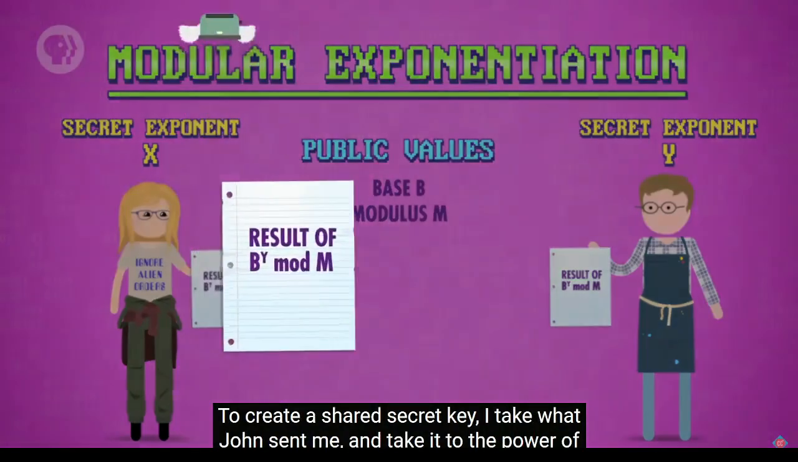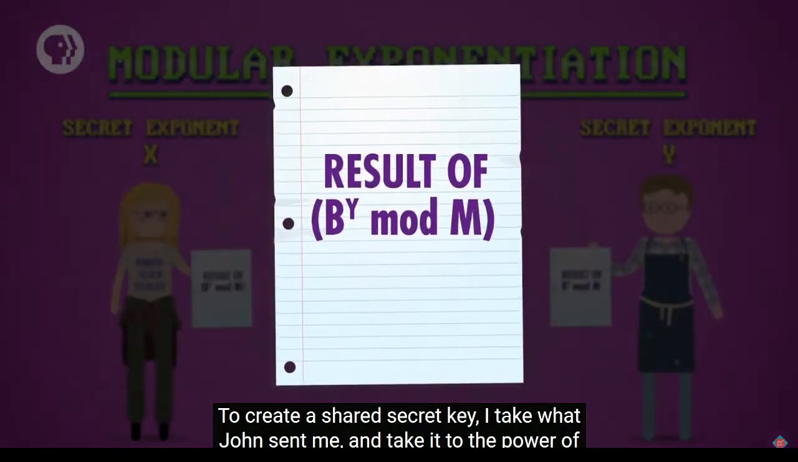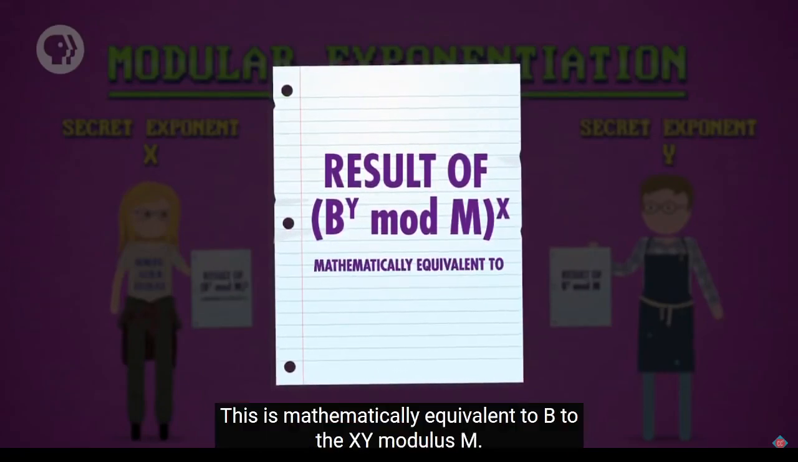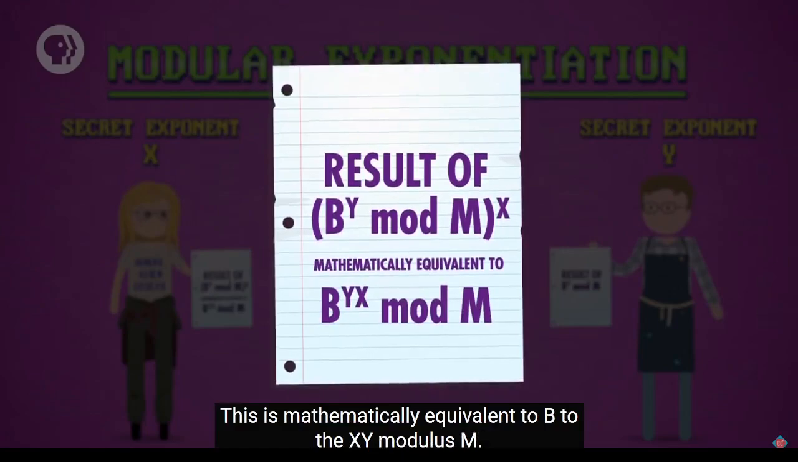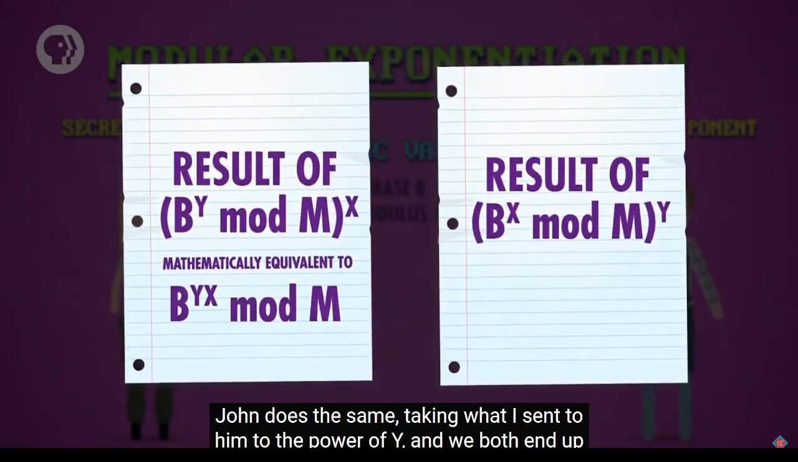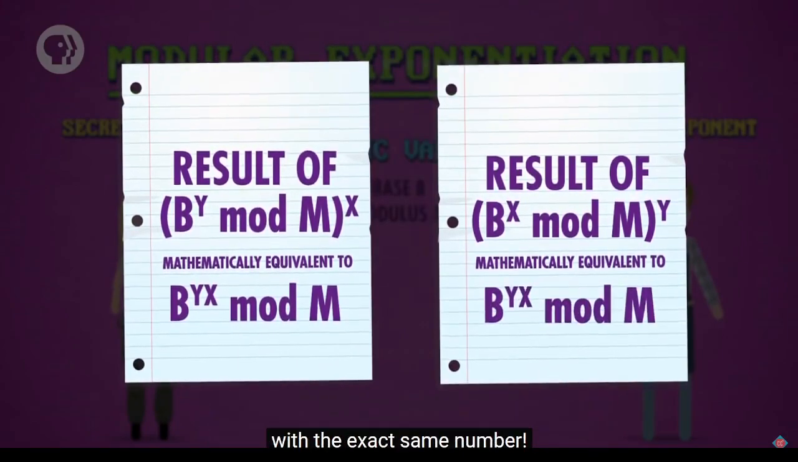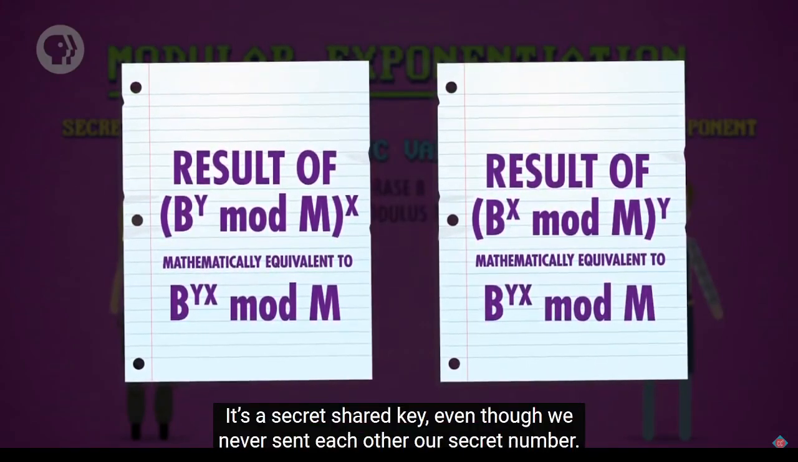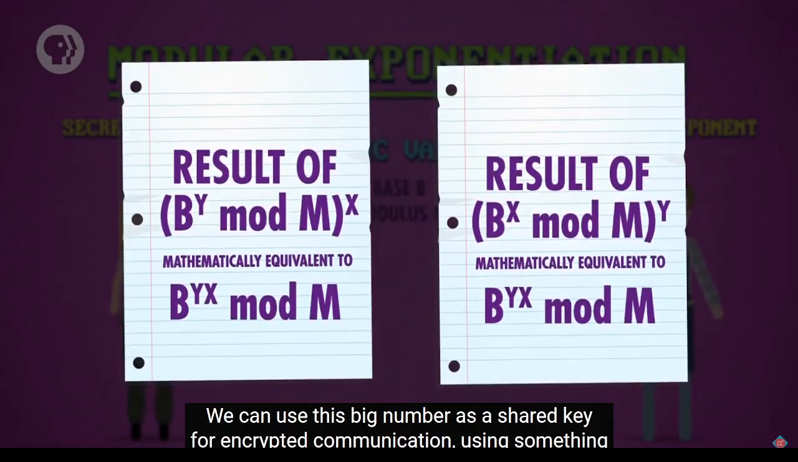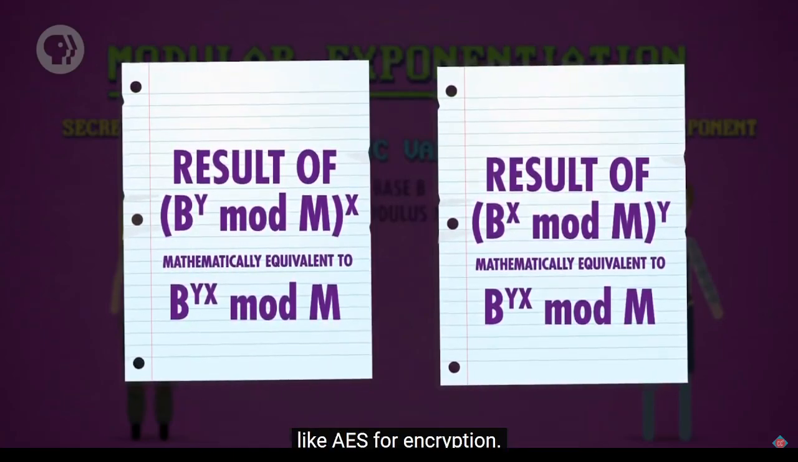To create a shared secret key, I take what John sent me and take it to the power of x, my secret exponent. This is mathematically equivalent to b to the xy modulo m. John does the same, taking what I sent to him to the power of y, and we both end up with the exact same number. It's a secret shared key, even though we never sent each other our secret number. We can use this big number as a shared key for encrypted communication, using something like AES for encryption.